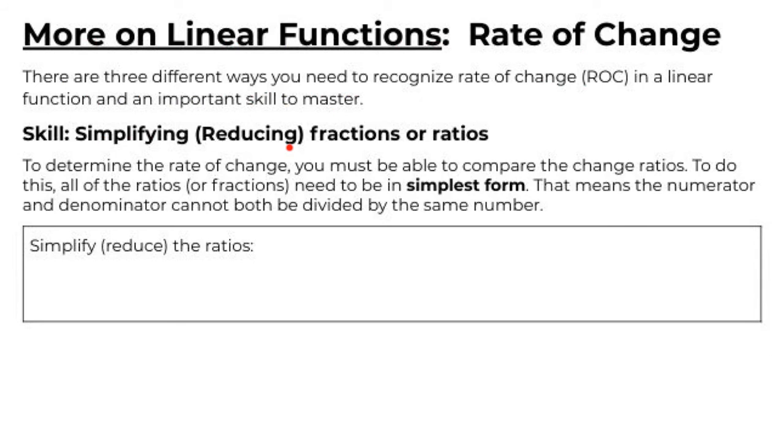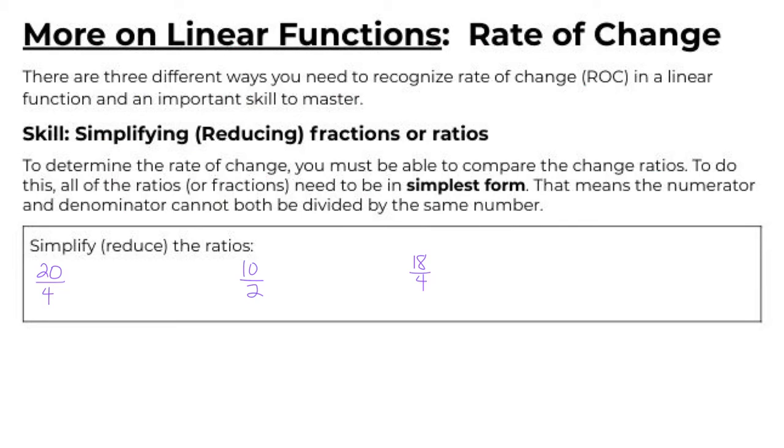That skill is simplifying or reducing fractions or ratios. Fractions and ratios are the same thing. They can look the same way. We think of them as ratios because it is change in y over change in x, but in essence, they are simply a fraction. So to determine the rate of change, you must be able to compare the change ratios. To do this, all of the ratios or fractions need to be in simplest form. That means that the numerator, that's the top, and the denominator, that's the bottom, cannot both be divided by the same number. Let's look at a couple of examples.